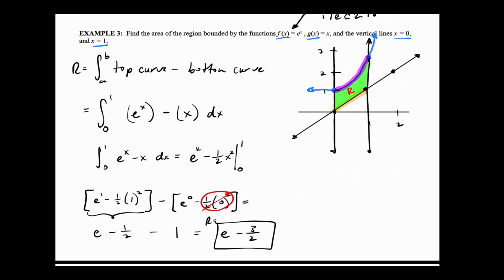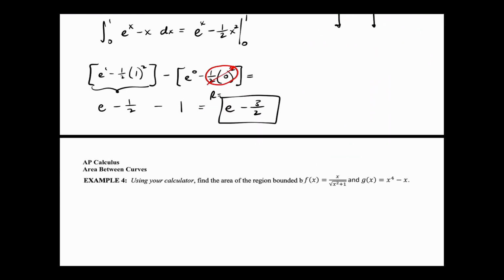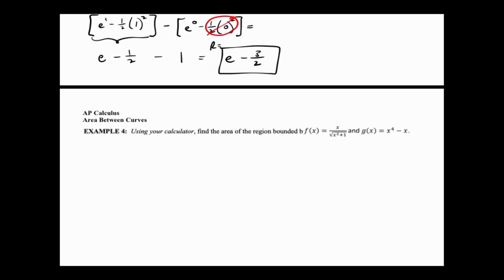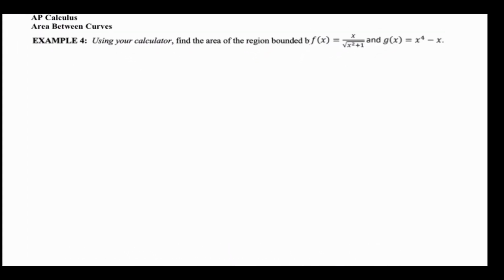So when you don't get a picture, draw a picture. Okay. This one is calculator. We can use our calculator for this one. And they don't give us a picture. So we're going to use our calculator to give us a picture. Okay? So the first thing, I don't want to plug in points. I don't know where the bounds are. I don't know anything about it. So let's just go right to the calculator. Let's get a picture in our head using the calculator.